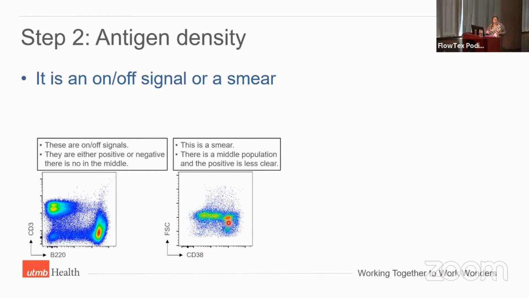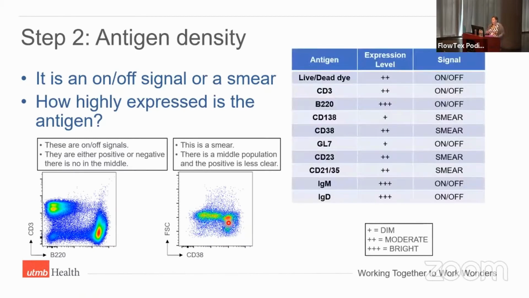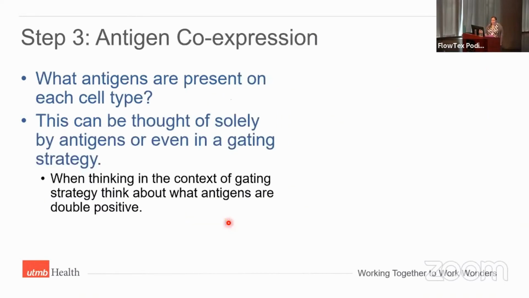A lot of times they don't know, so I end up doing the researching to figure that out. And then I also ask them if they know how highly expressed the antigen is that they're looking at. We add all this information to the table. So we keep our antigens and we add expression level and whether the signal is on, off, or smear.